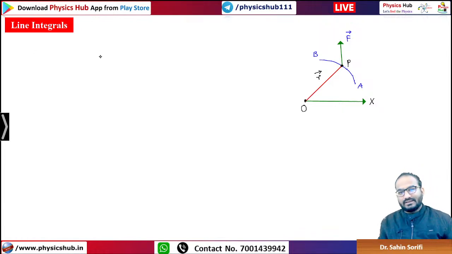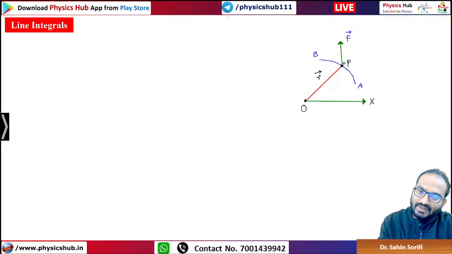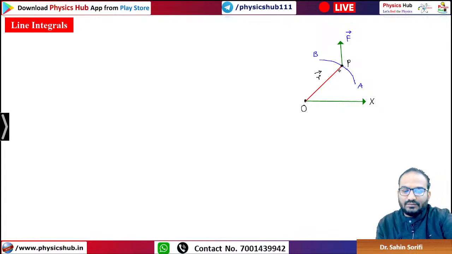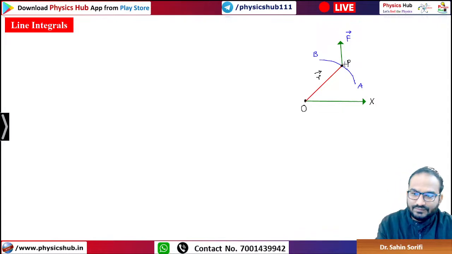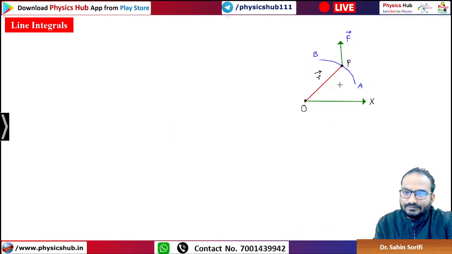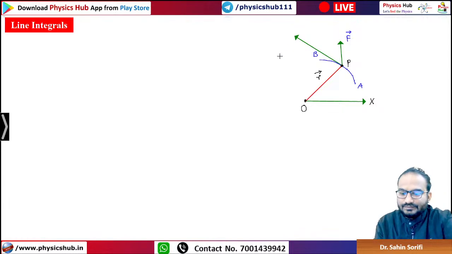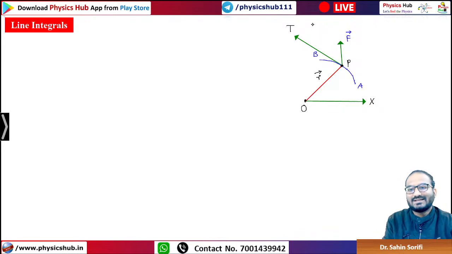Now what is the line integral? Line integral will be defined as the component of f along the tangent to this line. So if this point is P, and if you want to draw a tangent at this point, what kind of form will it give? A tangent will look like this. I'm just drawing it bigger so that you understand. So that is T, let's say. What is T? T is the tangent.